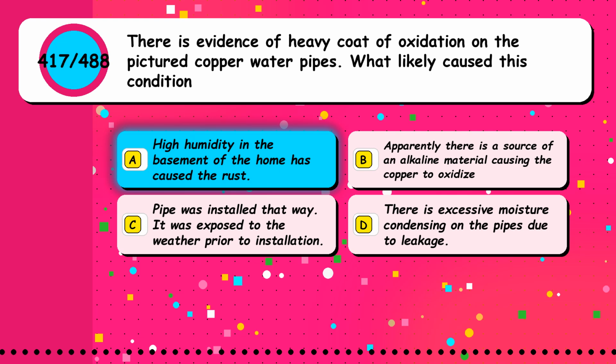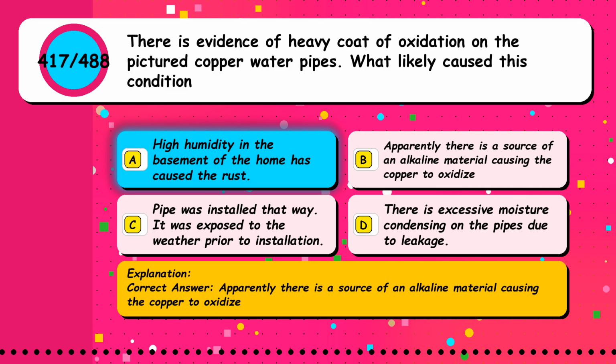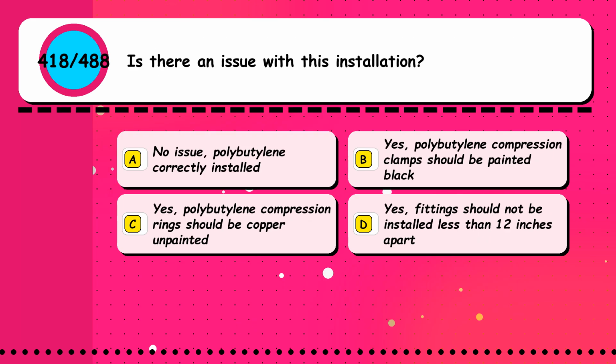The correct answer is option A. High humidity in the basement of the home has caused the rust. Correct answer. Apparently there is a source of an alkaline material causing the copper to oxidize. Question 418. Is there an issue with this installation?